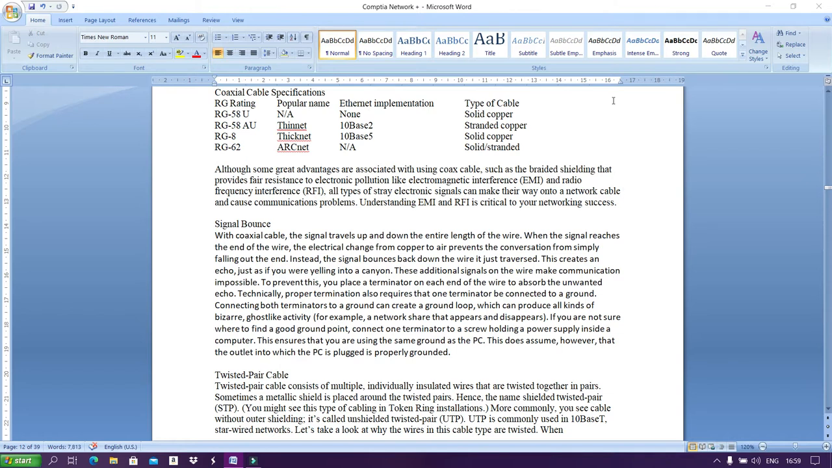Although some great advantages are associated with using coax cable, such as the braided shielding that provides a fair resistance to electromagnetic pollution like electromagnetic interference, EMI, and radio frequency interference, RFI. All types of stray electronic signals can make their way onto a network cable and cause communications problems. Understanding EMI and RFI is critical to your networking success.